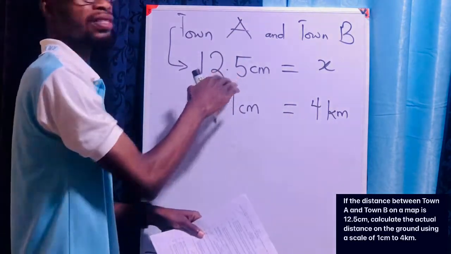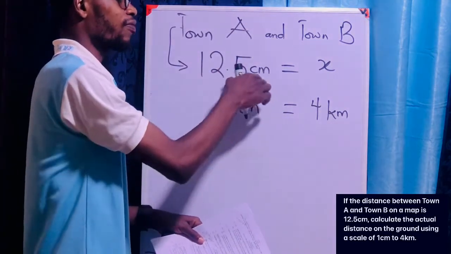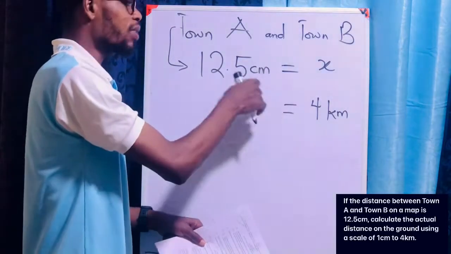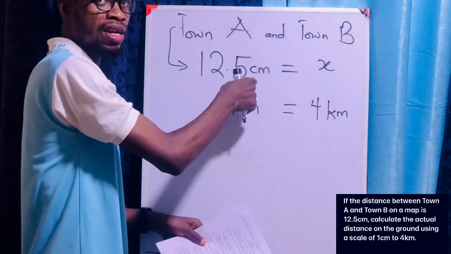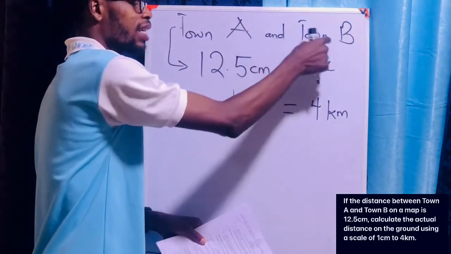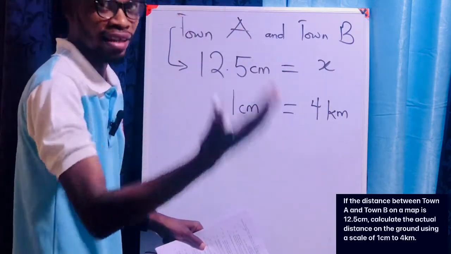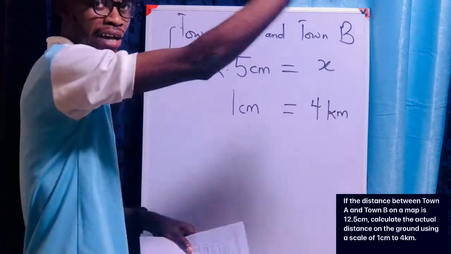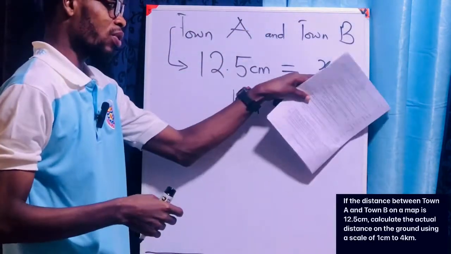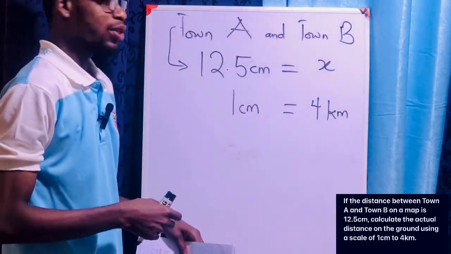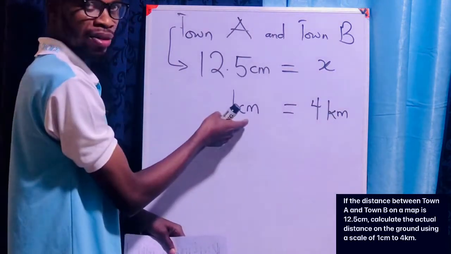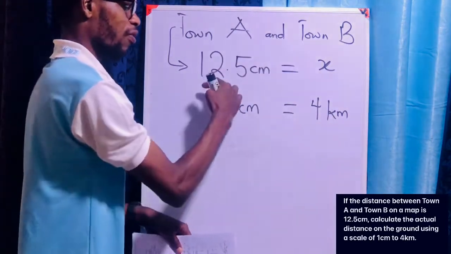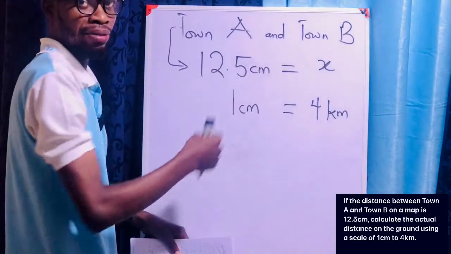The same thing is happening here for the 12.5 centimeters. So now that we have 12.5 centimeters as a distance between town A and town B, what then will it represent on the actual ground? And that is what we are finding. So you rewrite the scale given. You can write that first before writing this and put your variable there.